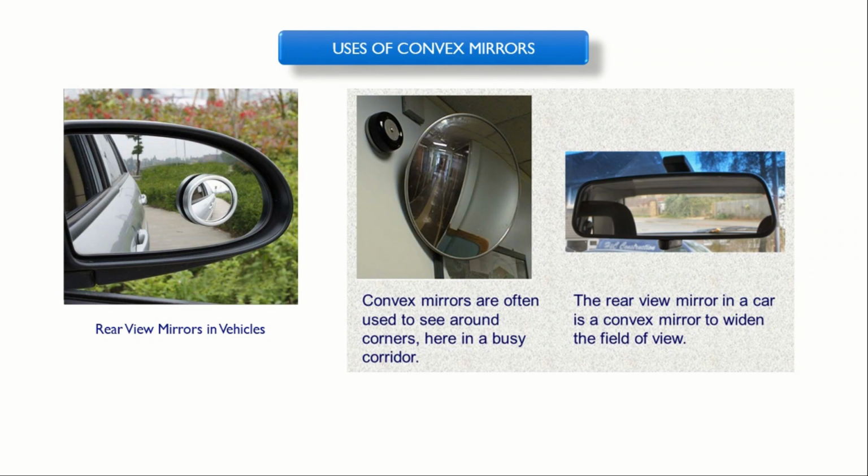They also have a wider field of view as they are curved outwards. Thus convex mirrors enable the driver to view a much larger area than would be possible with a plane mirror. So this is the main reason why convex mirrors are used in rear view mirrors of vehicles.